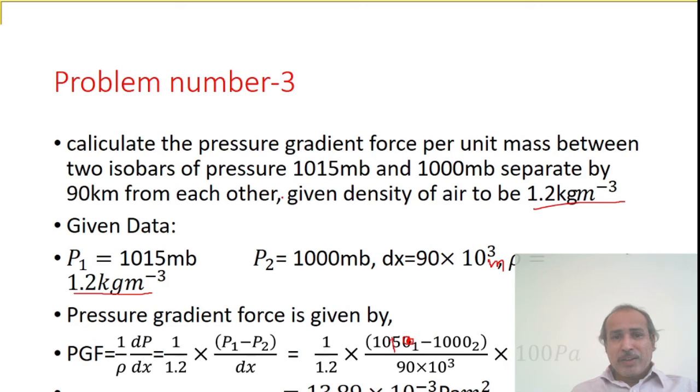So here the pressure is provided in millibar. We have to convert from millibar to Pascal. So here 1 millibar equals 100 Pascal. Now multiply the factor of 100 Pascal here. So after the simplifications, the final answer will be 13.89 × 10^-3 Pascal per meter square.